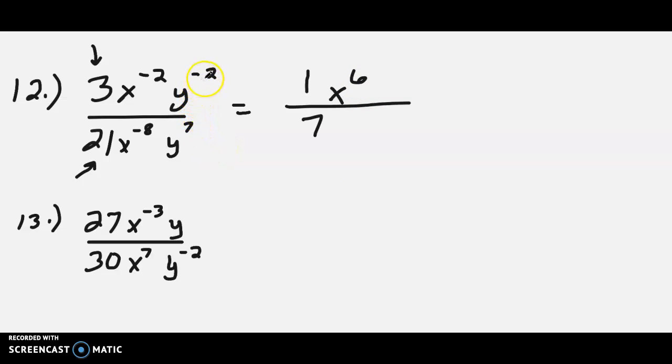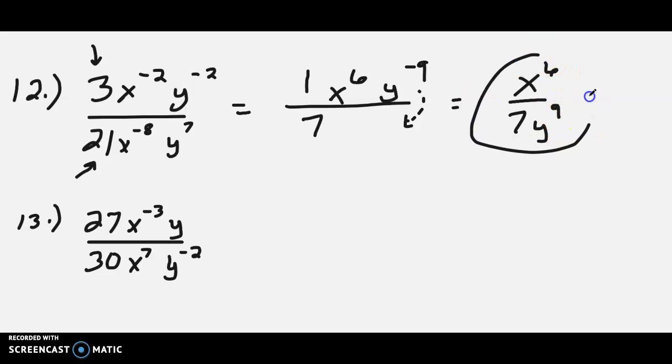Okay, but here's something I can do now. Think of it like this. Here, I'll show this step. -2 minus 7 actually gives us y to the -9, but I need to put that y in the denominator to turn that -9 exponent into a +1. So what we're going to have here, I'm not going to write the 1, is x to the 6th over 7y to the 9th. That is our simplified term.